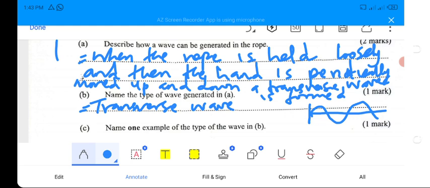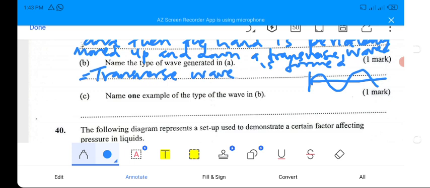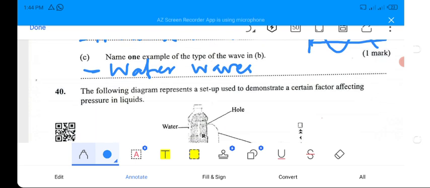Another type of wave is called longitudinal wave, where vibration of particles is parallel to the direction of wave motion. Name one example of a type of wave in B. So examples for transverse wave, we can say, are water waves, light waves, among many others.